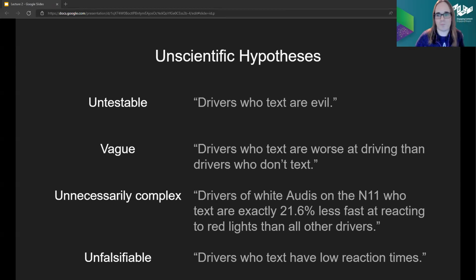How fast would someone's reaction time, how fast would all of my participants' reaction times have to be for me to say, okay, I was wrong, drivers don't have low reaction times? Or even how slow could they be for me to think that I was right? This is not a falsifiable statement because it's not making a specific enough prediction.